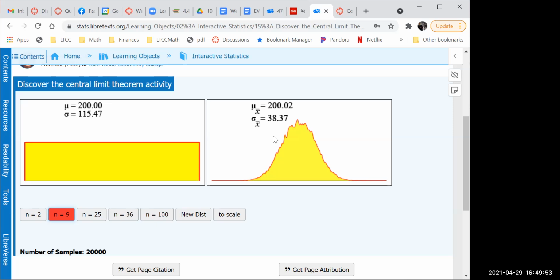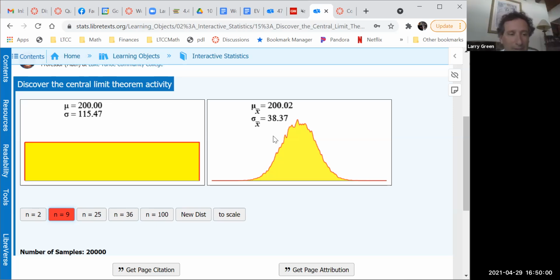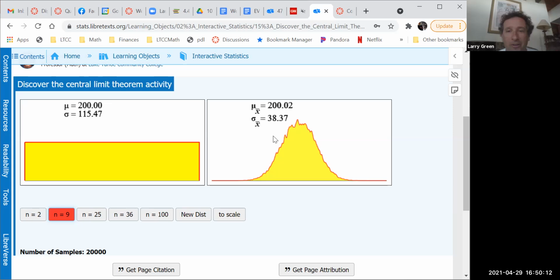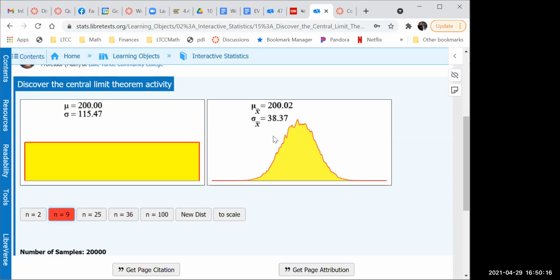So how can it have so many sample means? It could take samples all day long. So the computer took a sample of 9, found the sample mean of that. Then it took another sample of 9, and found the sample mean. Then it took another sample of 9, and it did it 20,000 times. Computers are very fast, so they can do that. We can't.